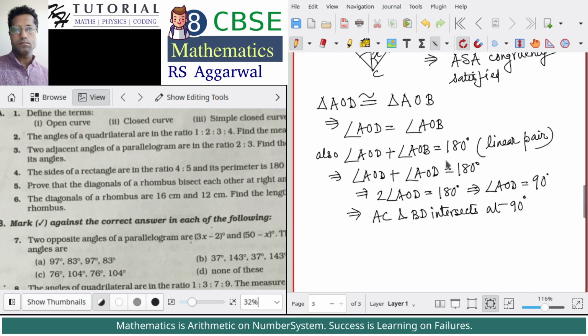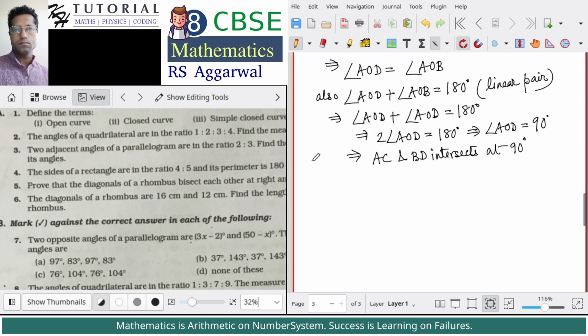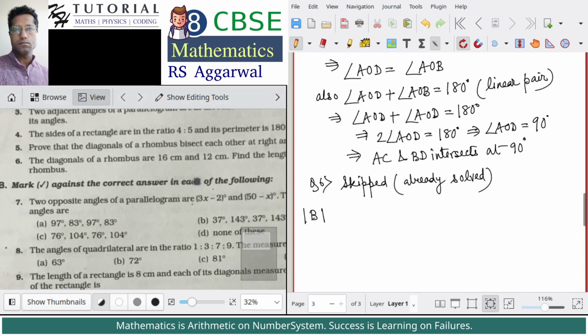I will not do question number 16 because it was already done in a previous video. Skipped. Already solved in some previous video. So that was section A. Now section B. These are multiple choice questions.